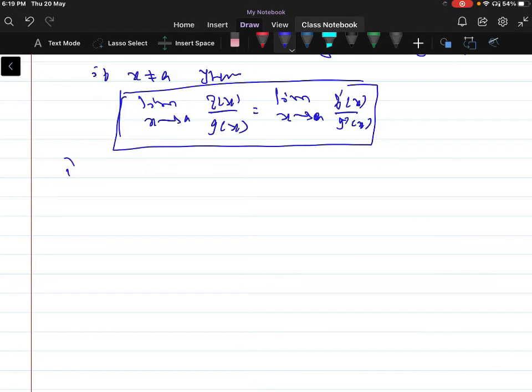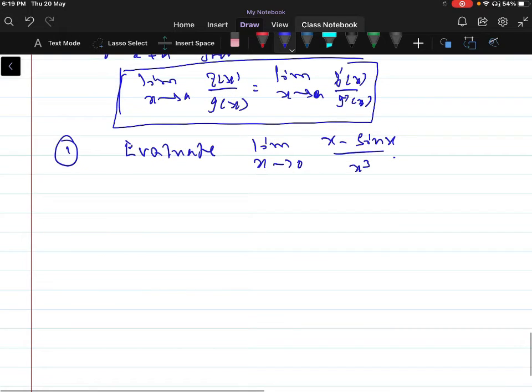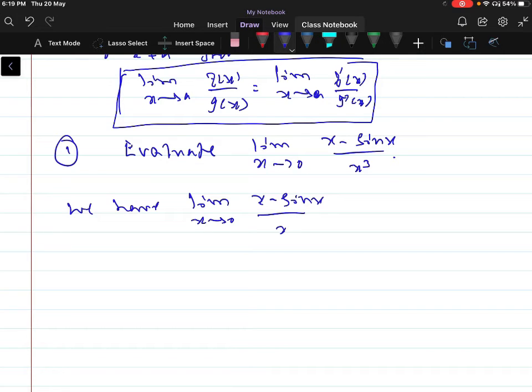Now let us move to the problem. Evaluate limit as x approaches 0 of x minus sin x by x cube. So now we have moved to the solution. Limit as x approaches 0, x minus sin x by x cube.